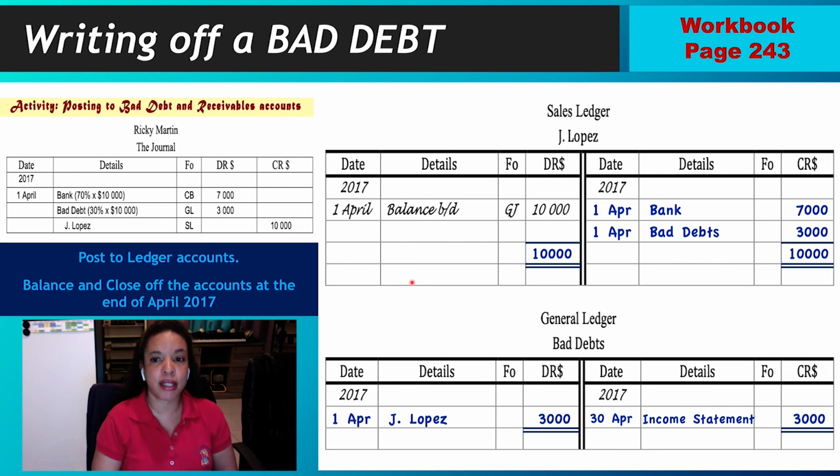Every time there's a bad debt, we were not asked to do the bank account, but if you do the receivable account, you will have your balance brought down on the debit side, and then you will have your bank and bad debts on the credit side, and you close it off. And then for your bad debts, on the debit side, you would have your receivables with how much you wrote off for the particular receivable, and then on the credit side, you will transfer it to the income statement at the end of the month. Good?